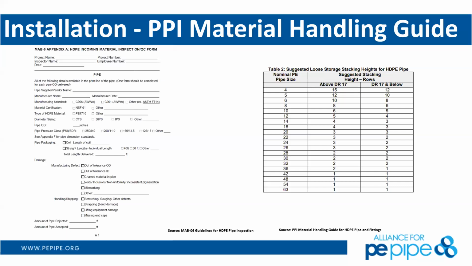But again, you can check all this and make sure the materials arrived on site, they've been inspected, and they are what they believe they are. The last thing you want to do is when the fusion operator goes to pick up that piece of pipe to fuse it, he finds out it's a different OD than what he had yesterday. That's probably not a good idea.